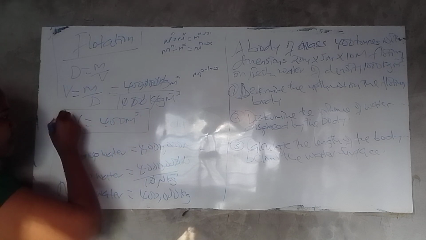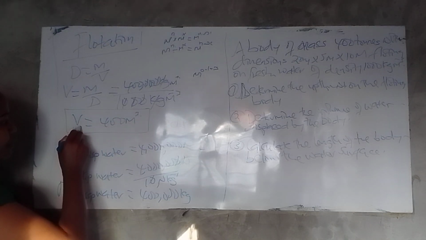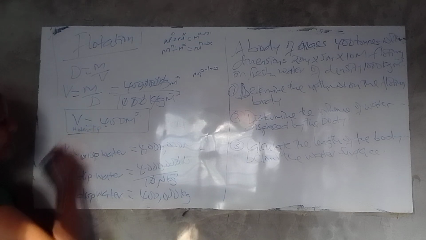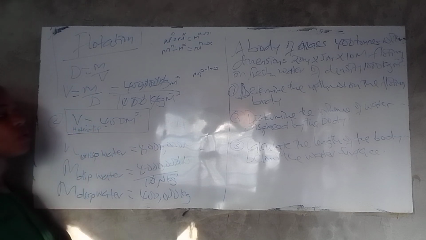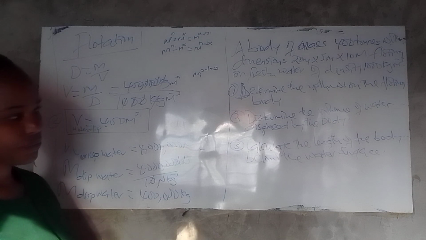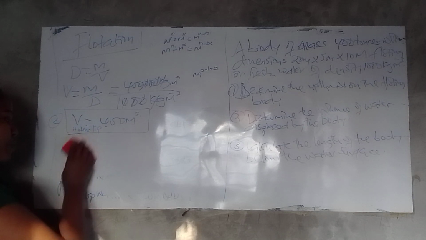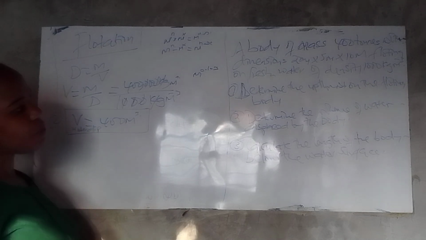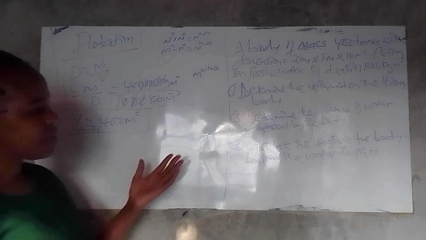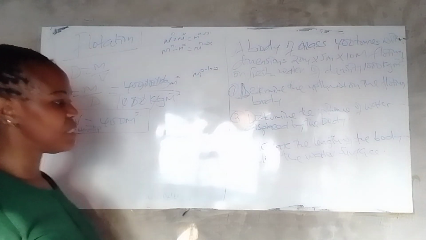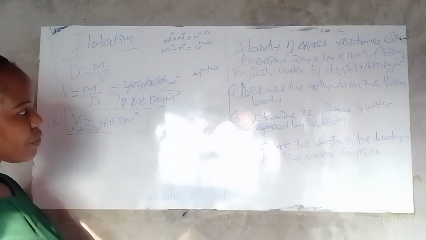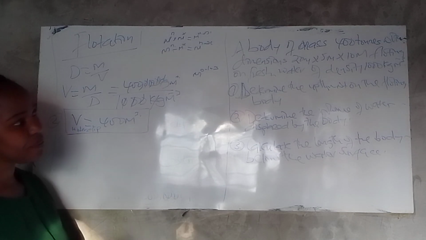So that is the volume of water displaced. So we have answered part 2 of that question. Now from that, we are asking ourselves, how do we calculate the length of the object below the water surface? Before we go to that, let's look at our object.